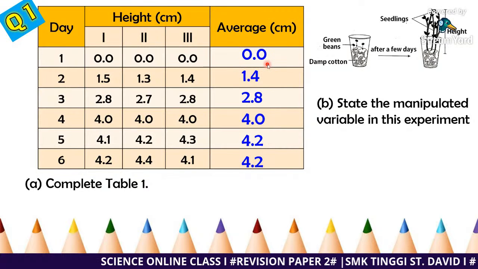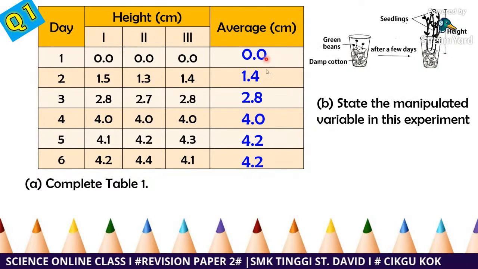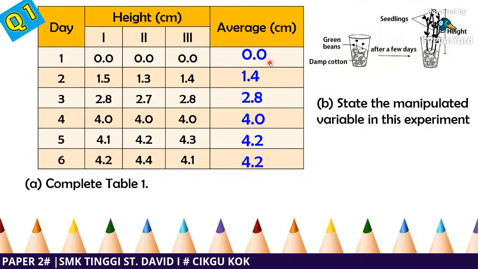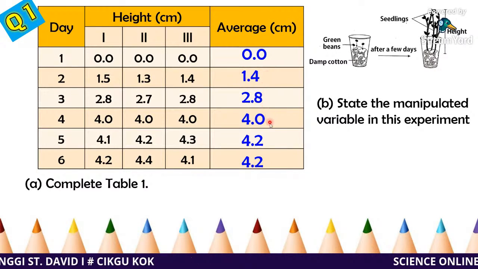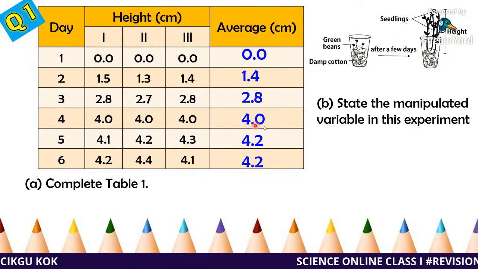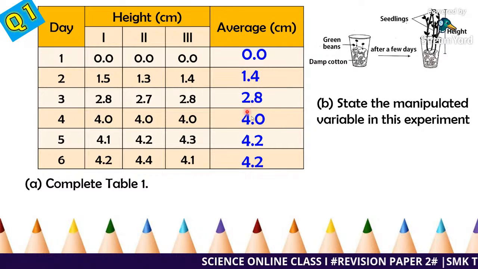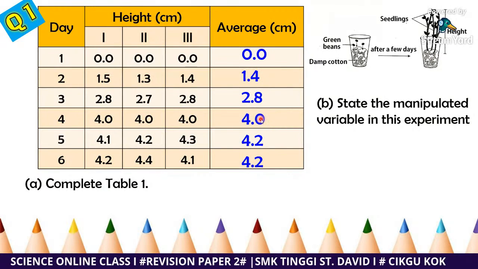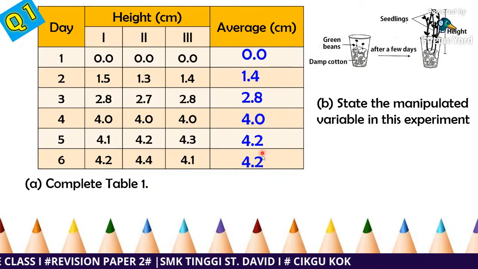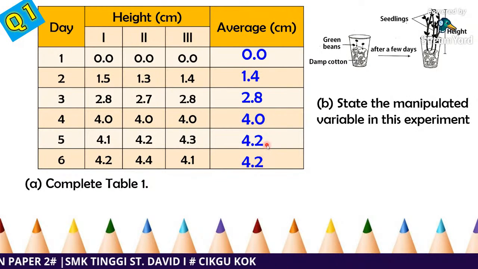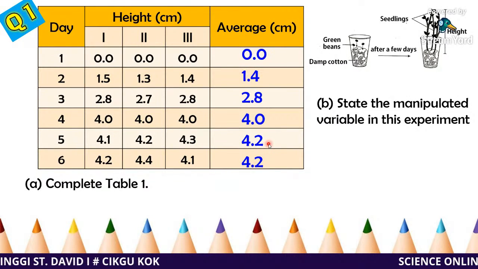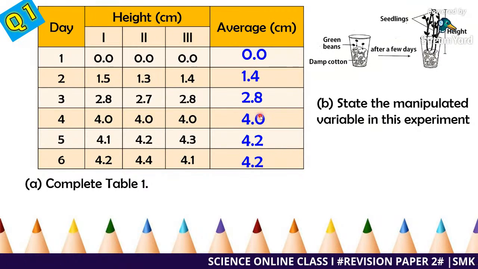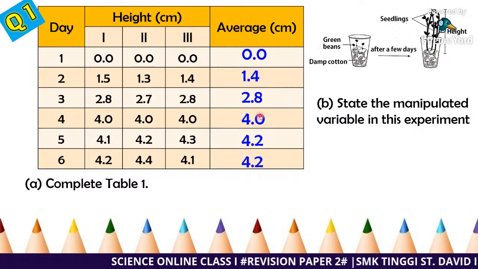So in conclusion, from the first day until the 4th day, it keeps increasing, and then the increase slowly decreases. You find here a big increase: 1.4, 2.8, 4.0. Then 4.2 and 4.2, that means the 5th day and the 6th day, it becomes constant already. So this one we call the growth of the green bean seedling.